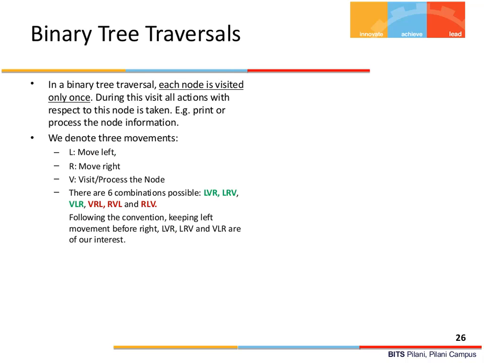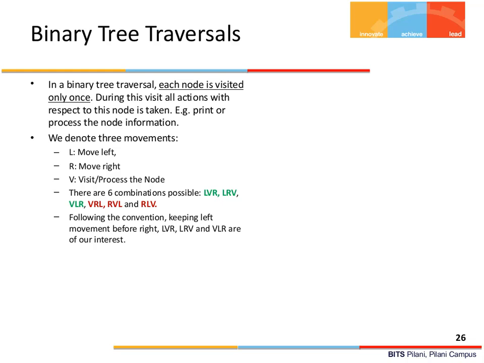In the green color, 3 combinations, and in the red color, 3 other combinations are mentioned. For the 3 combinations LVR, LRV, and VLR, you can see the left move is performed before the right move, so L is coming before R. In the other 3 red movements, like VRL, the right movement is coming before the left movement.